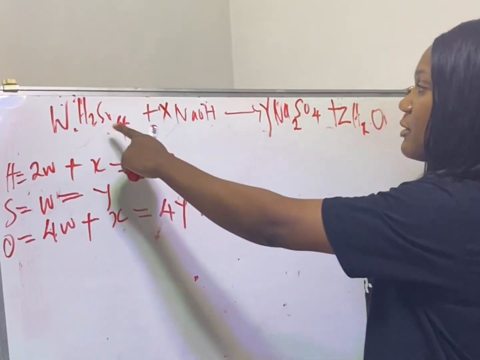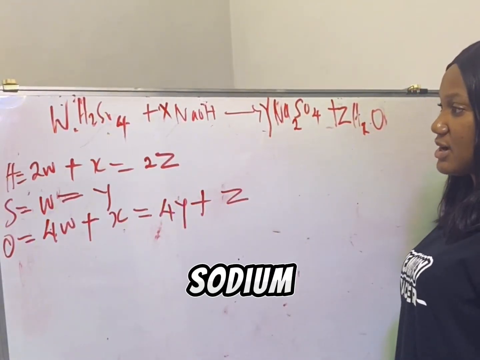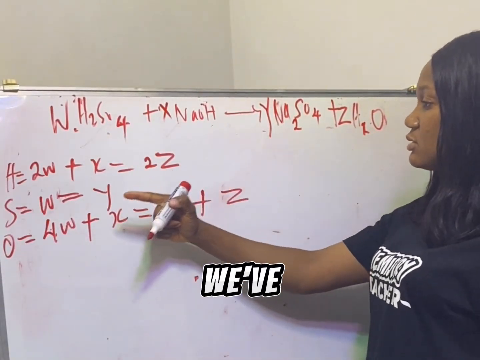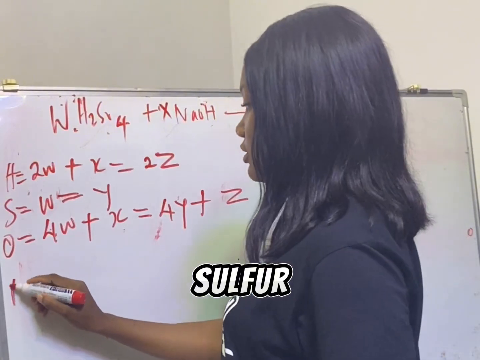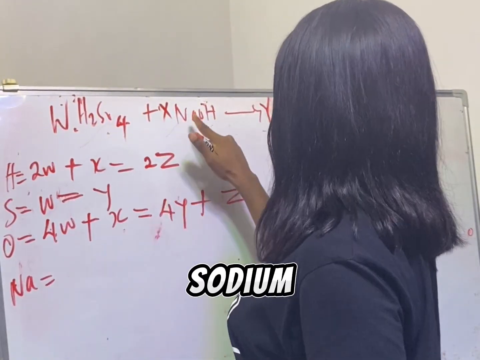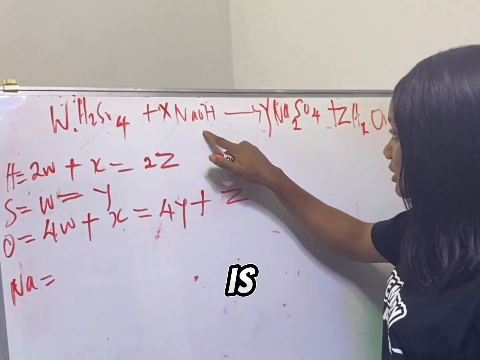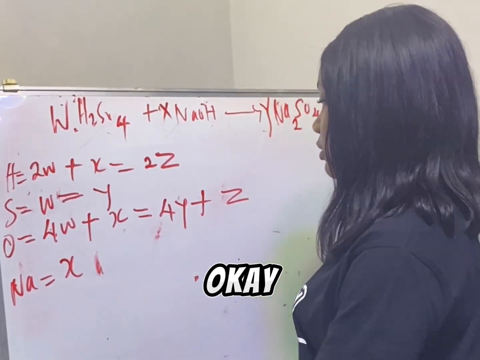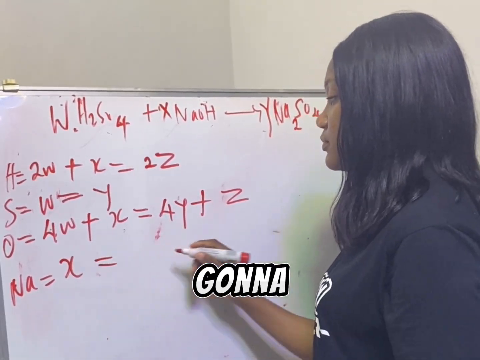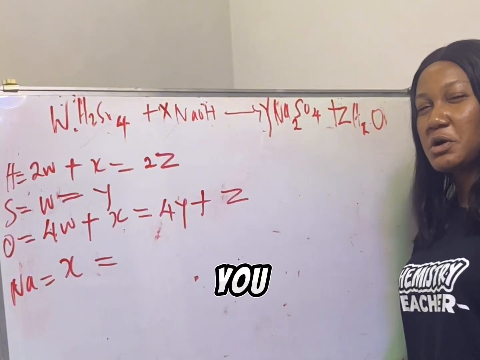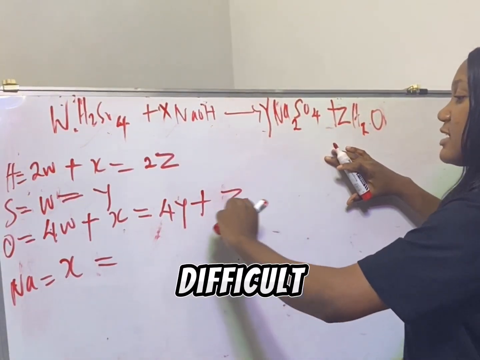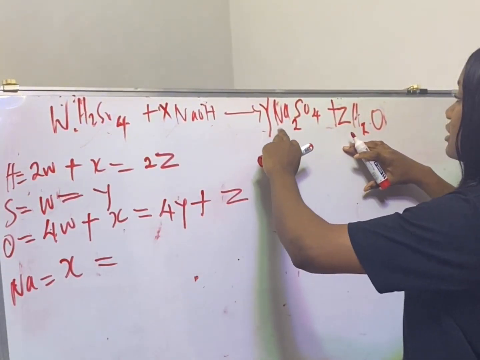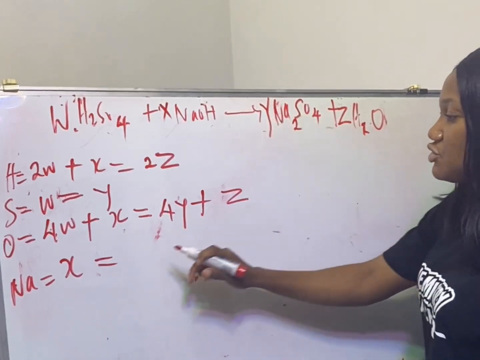So the next one here we have is sodium, and sodium is the last, right? We've accounted for hydrogen, sulfur, oxygen, but we've not done that for sodium. So sodium here it's just 1. So 1 times X is X. Okay, there's no other one, so I'm just going to say equal to. Are you following? Hope this is not difficult. Now when you come here, sodium is 2. So 2 times Y, it's 2Y.